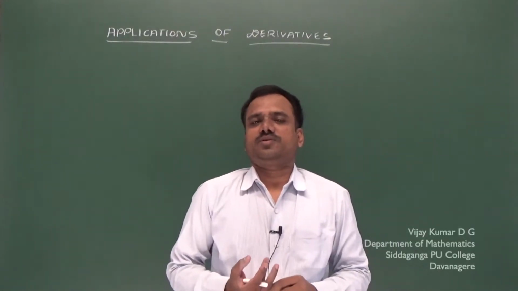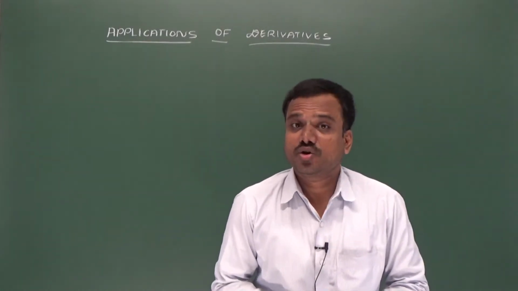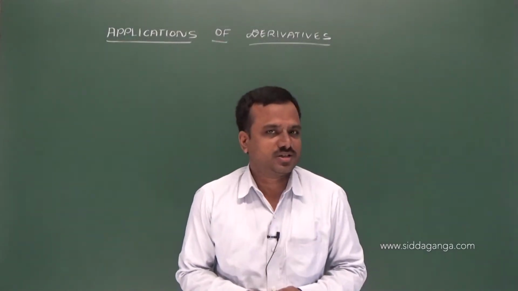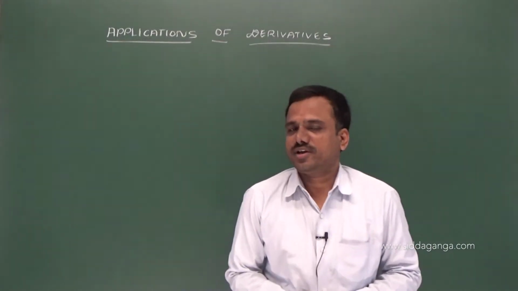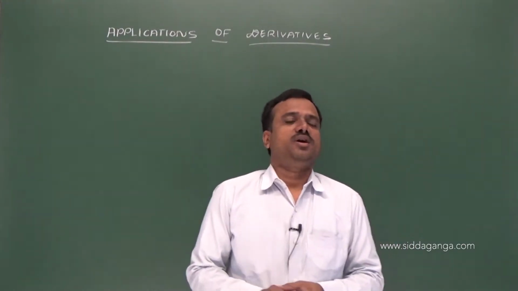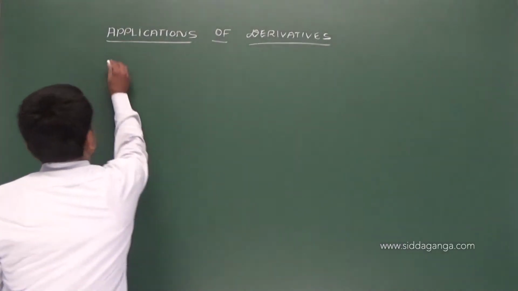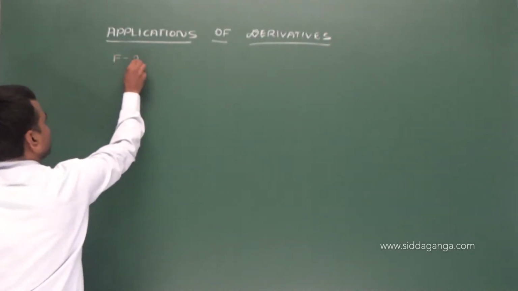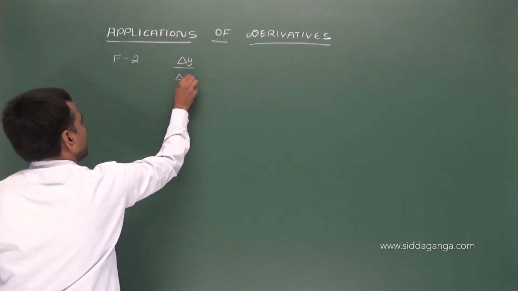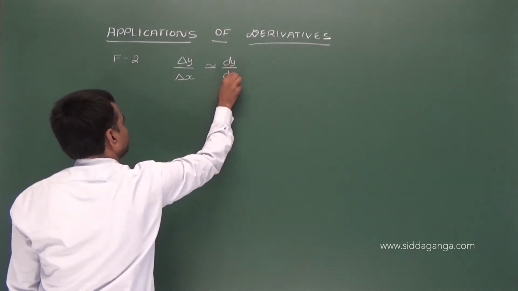Hello students, today we discuss one more type of problems in approximation. Formula 1, as I said in the last two classes: f of x plus delta x is equal to f of x plus f dash of x into delta x. Today one more formula, formula 2. Formula 2 means delta y by delta x is approximately equal to dy by dx.